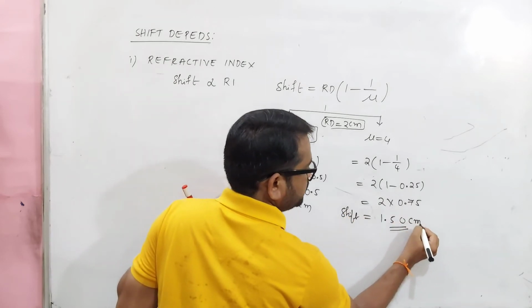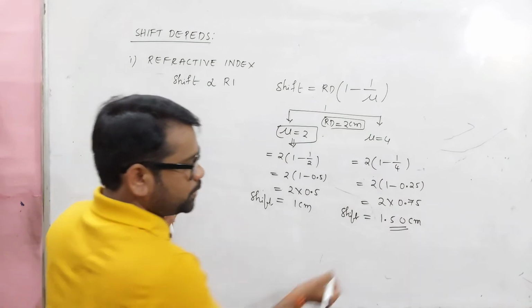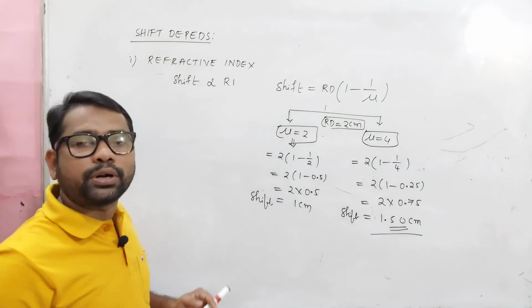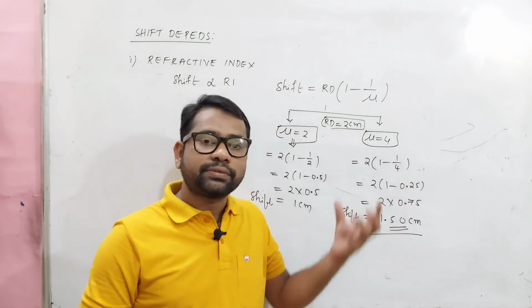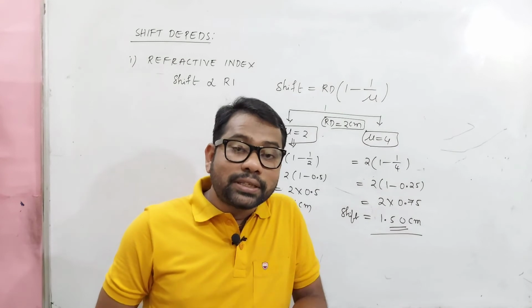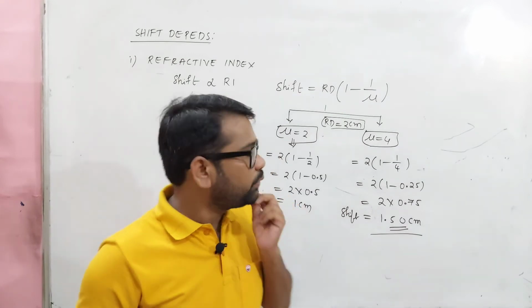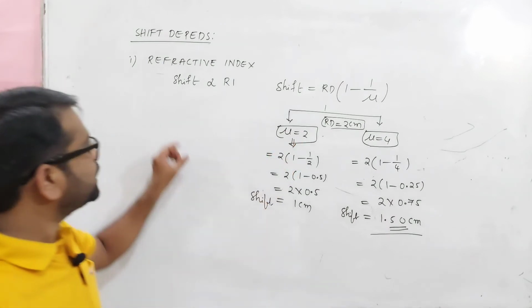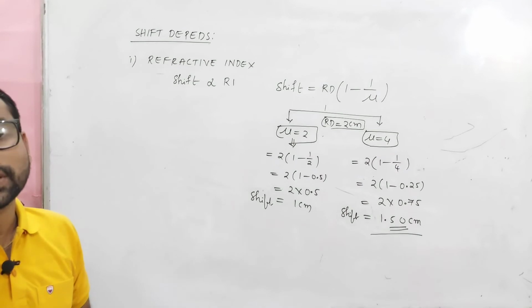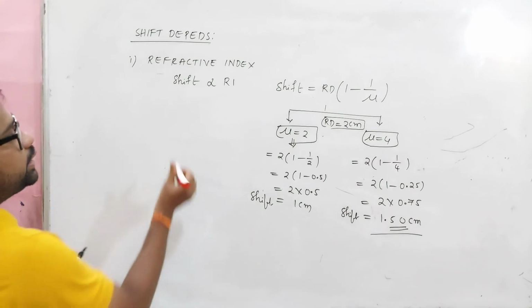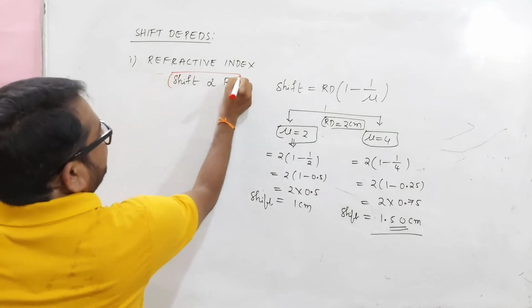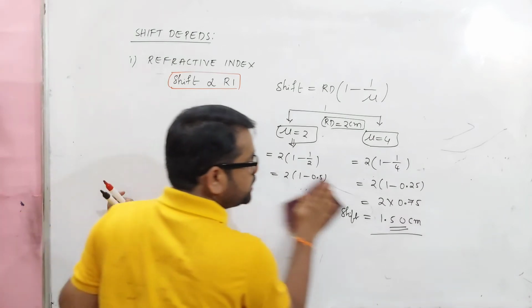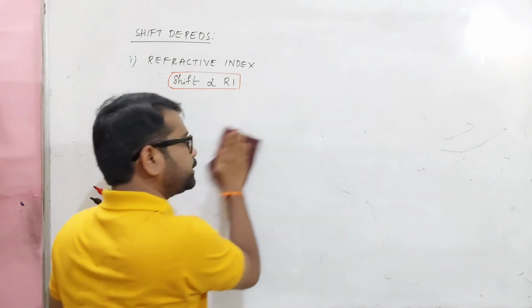So, in which case is the shift more? Obviously, in this case the shift is more, which means the refractive index is more. Very important to understand. As the refractive index of the denser medium is more, the shift will be more, whereas if the refractive index is less, the shift will be less. So shift is directly proportional to the refractive index. More the refractive index of the denser medium, more the shift; less the refractive index, less the shift. This is the first point.